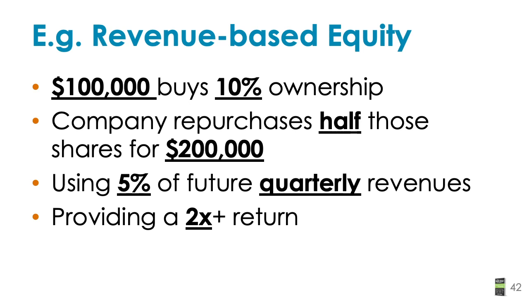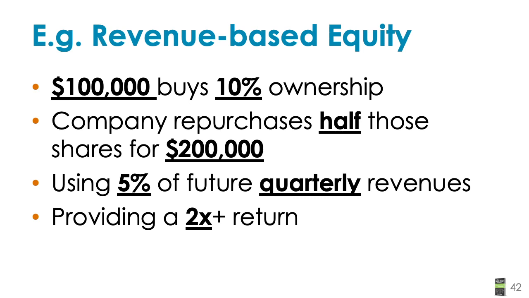That's what it says here. It could be 3/4 of the shares. It could be all the shares. I like half, right? When I do these deals, I do half. So they promise to buy back half of my shares for, in this case, $200,000. And where's the revenue show up?